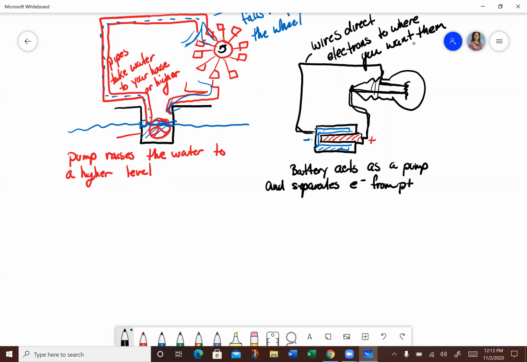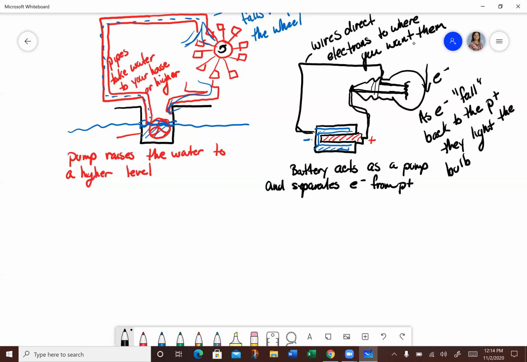So just like over here, as the water falls, it causes the wheel to spin. I drew the light bulb like this so you can picture these electrons as they fall down to get back to the protons. They will light the light bulb. So what we say is the separation of these electrons and protons causes there to be electrical potential. Over here with our water, when you lift the water up, you have what's called gravitational potential.